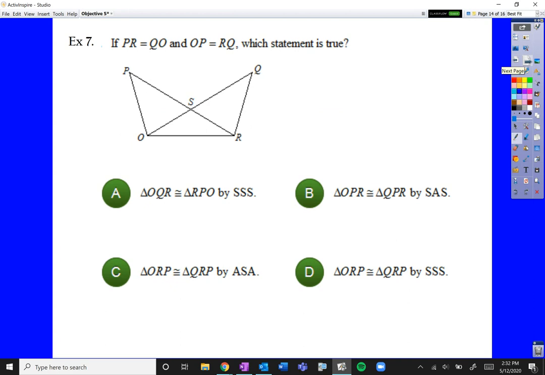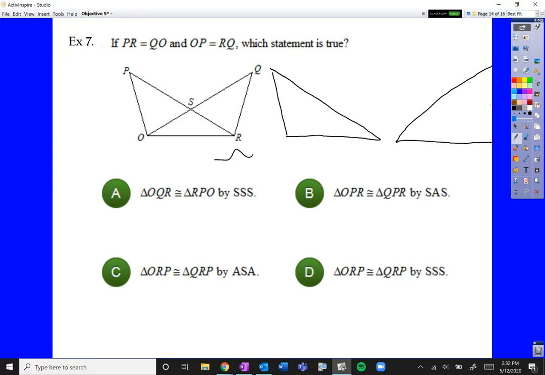Okay, this is an interesting one because hopefully what we can see is that these triangles overlap. So I'm going to pull these triangles apart, and hopefully we can see that if we were to slide these triangles apart, this is a tough one, pulling this one this way and this one this way, they would slide apart.